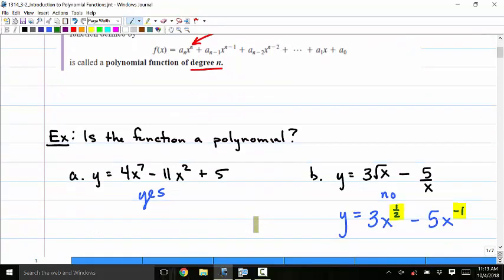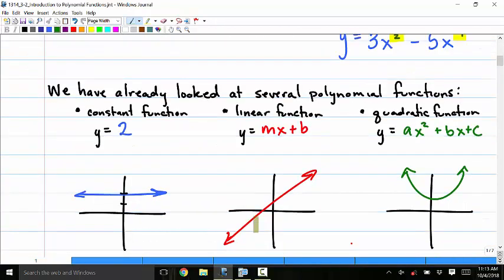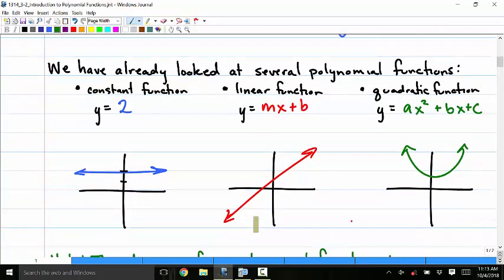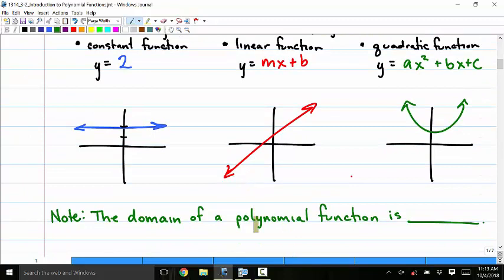All right, so we've already seen three kinds of polynomials. We saw constant functions, linear functions, and quadratic functions. Something to notice, the domain of a polynomial function, what is it? Always. All real numbers. The domain of a polynomial is all reals.